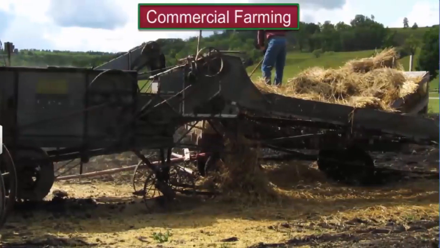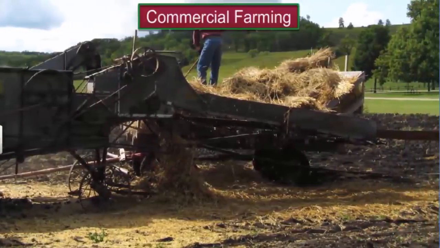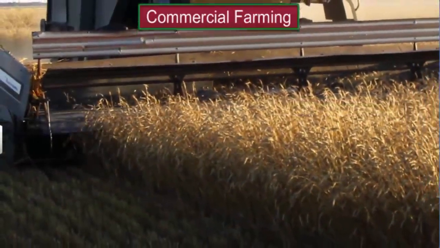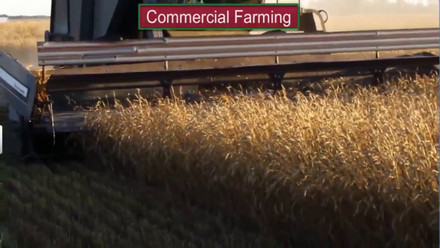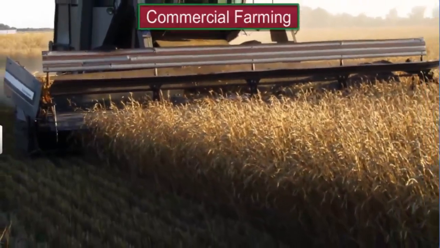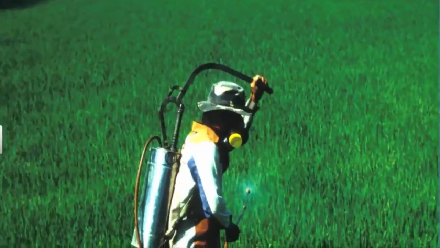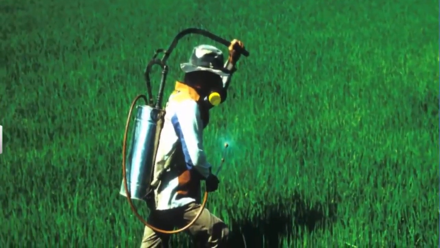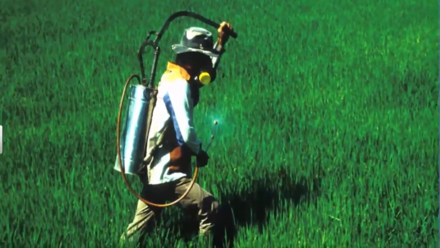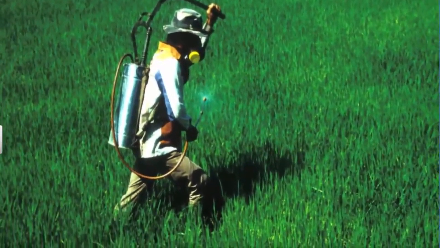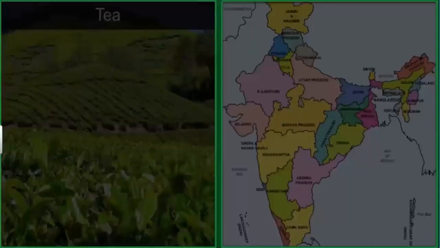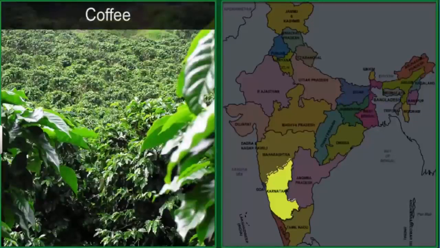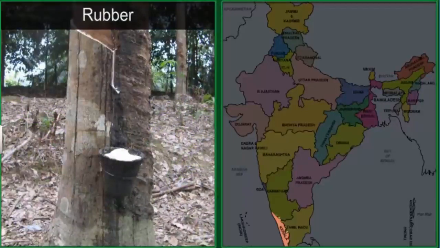Commercial farming is another system of cultivation practiced in many parts of India. This involves the cultivation of a crop in large quantities for the purpose of selling it in the market. Commercial farming makes use of all modern advances in the field of agriculture, like the use of high-yielding seeds, chemical fertilizers, and pesticides.